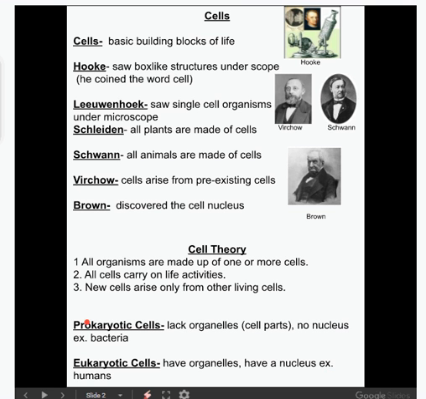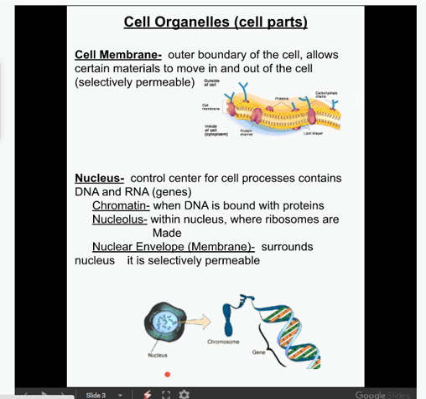There are prokaryotic cells, which are bacteria, and they don't have complex organelles. And then you have eukaryotic cells, which do have a nucleus, and they'll have lots of other organelles as well. All right, so now we're going to spend a little bit of time going over the organelles.